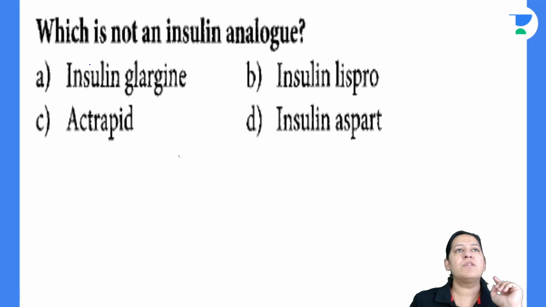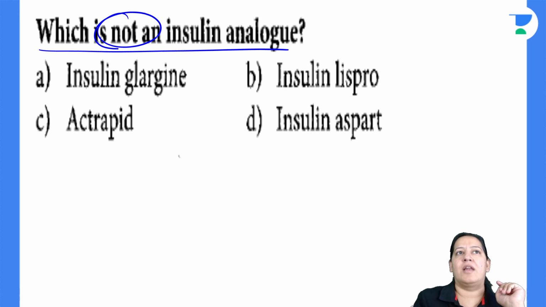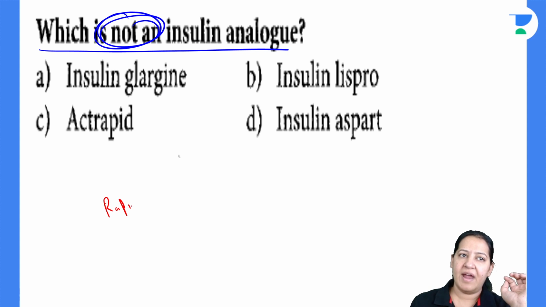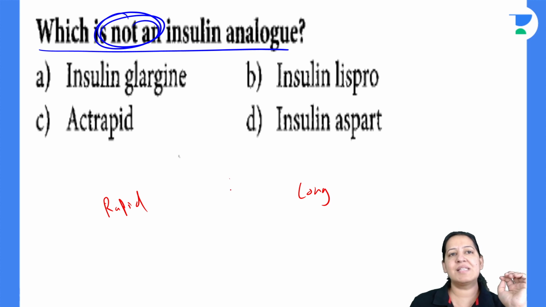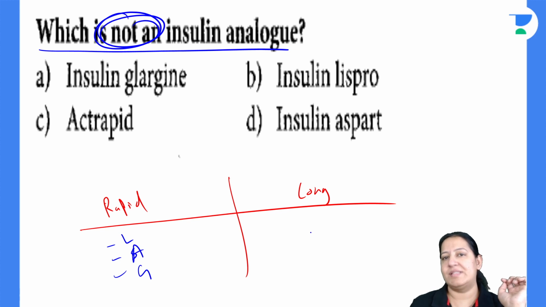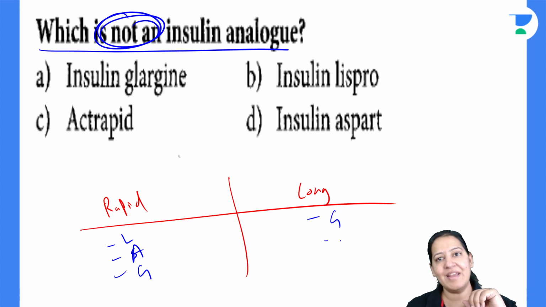Right? Which of the following is not an insulin analog? Not an insulin analog. Please read the 4 names. Insulin analog में rapid आ जाएंगे. There are 3 rapid and there are 3 long. टोटल 6 इंसुलिन एनालॉग्स हैं. What are the three rapid? क्या हैं आपके? लिस्प्रो, एस्पार्ट और ग्लूलिसन. लॉन्ग एक्टिंग में ग्लार्गिन, डेटिमर और डेग्लूडेक.